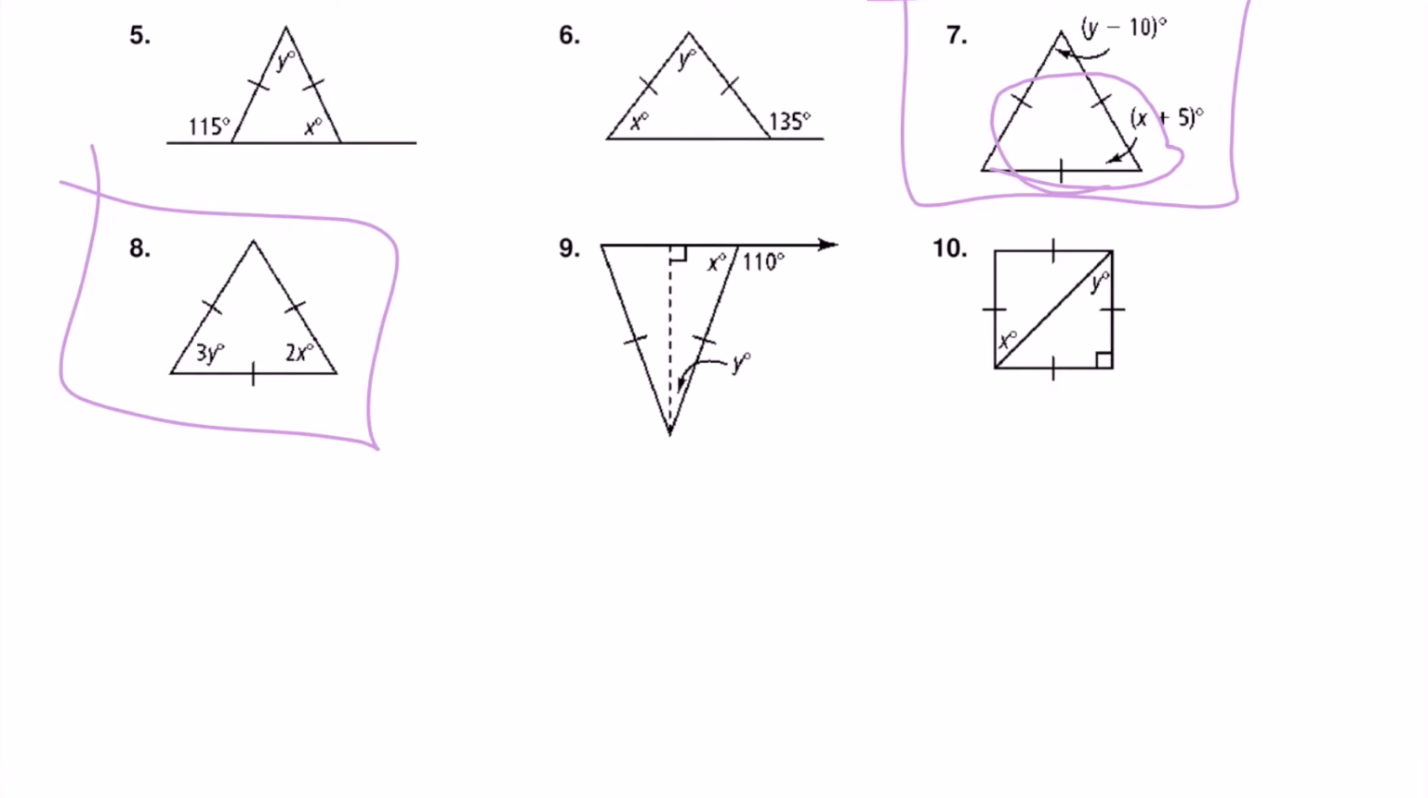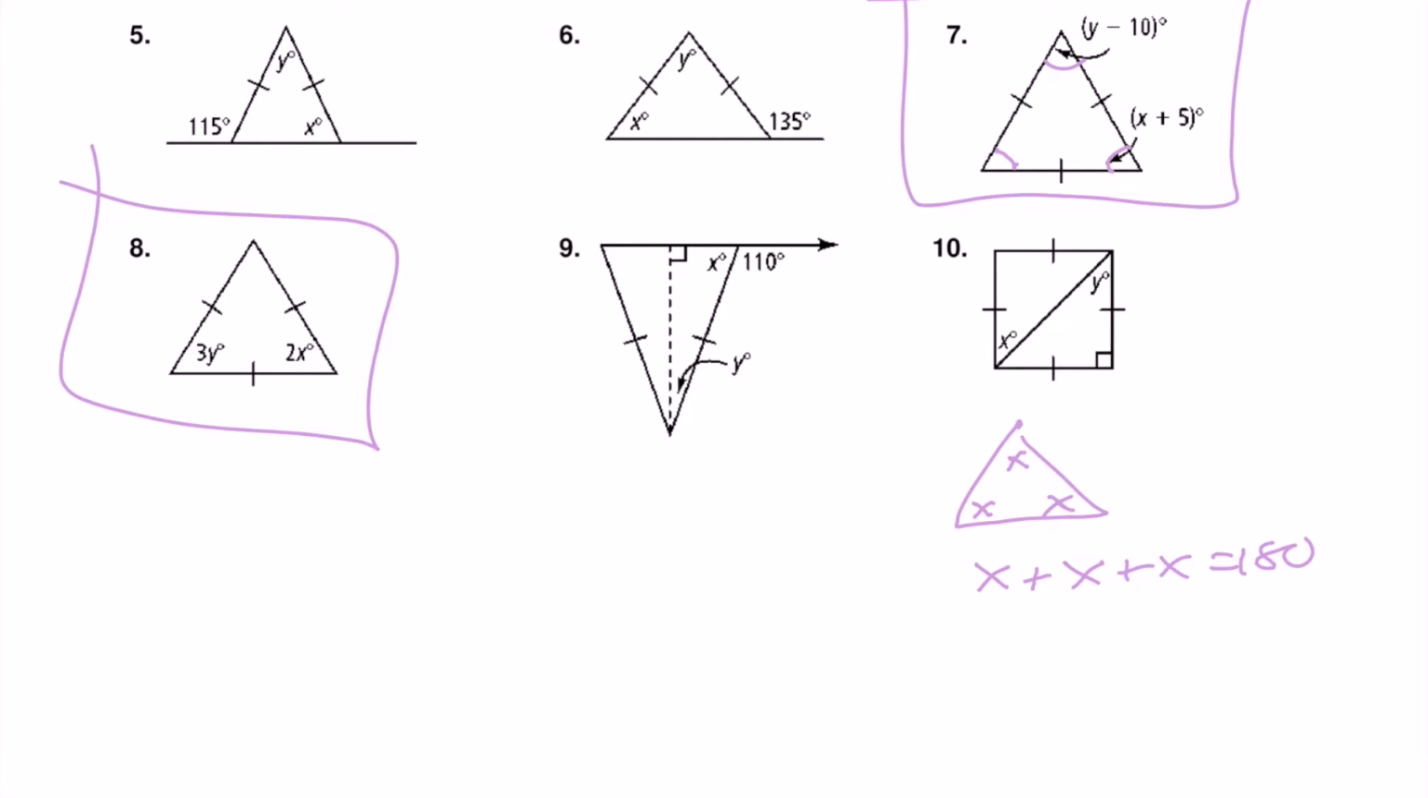How do I know that? Because all three sides are congruent. If all three sides are congruent, all three angles must be congruent. And if you don't have it memorized yet, if I know all three angles in a triangle are congruent, let me call them all x. So if all three angles are congruent, then all three add up to 180. So x plus x plus x equals 180.